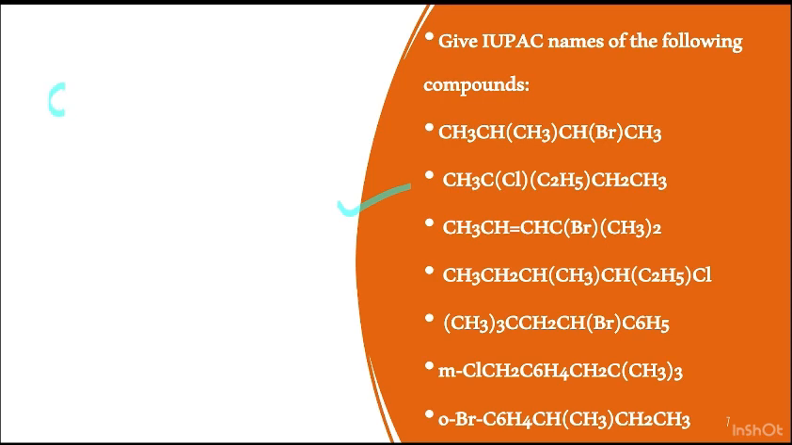CH3, C, Cl attached to it, bracket means substituent, and then you have C2H5 in another bracket. So I'll put it here. Whether you put Cl above and C2H5 below or vice versa doesn't matter, same thing. CH2, CH3.